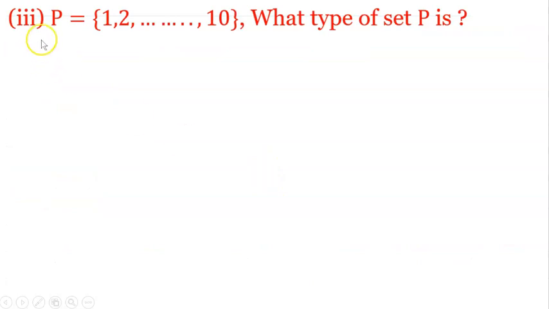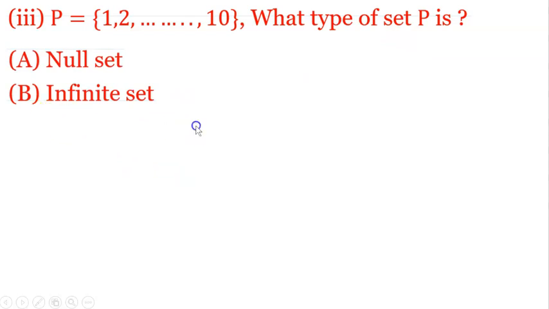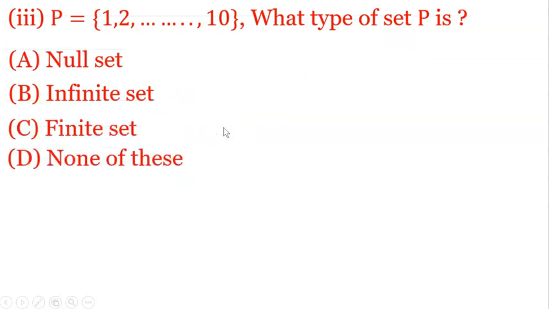Next, P = {1, 2, 3, up to 10}. What type of set is P? First, null set. B, infinite set. C, finite set. D, none of these. We can count all the elements of the set P. Therefore, it is a finite set.